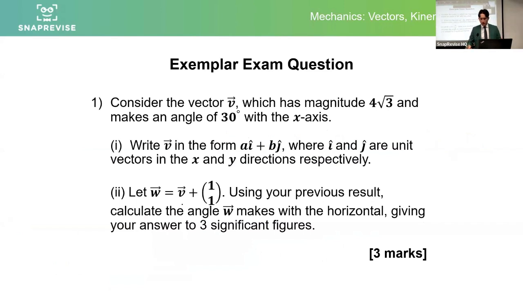So we've got a 3 mark question. Consider the vector V with magnitude 4√3, and it makes an angle of 30 degrees to the x-axis. Write V in the form AI plus B lots of the vector J, and let W equal V plus (1, 1). Using your previous result, calculate the angle W makes with a horizontal. Give your answer to 3 sig figs.